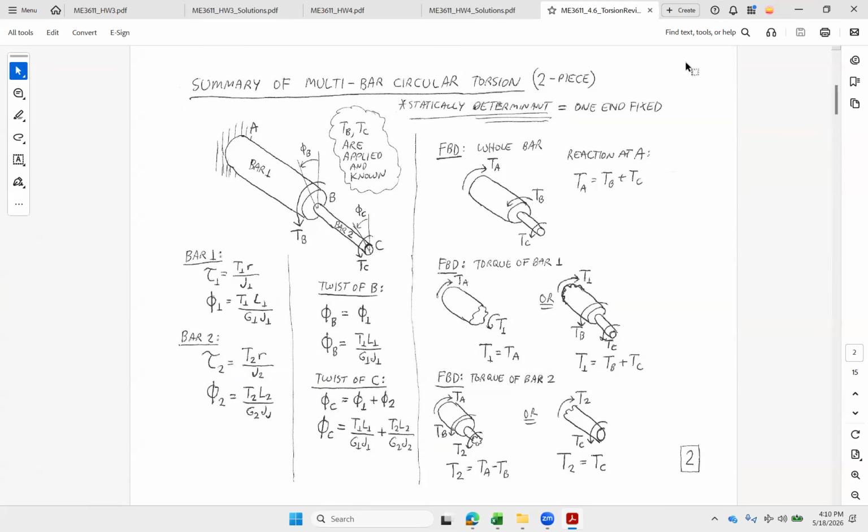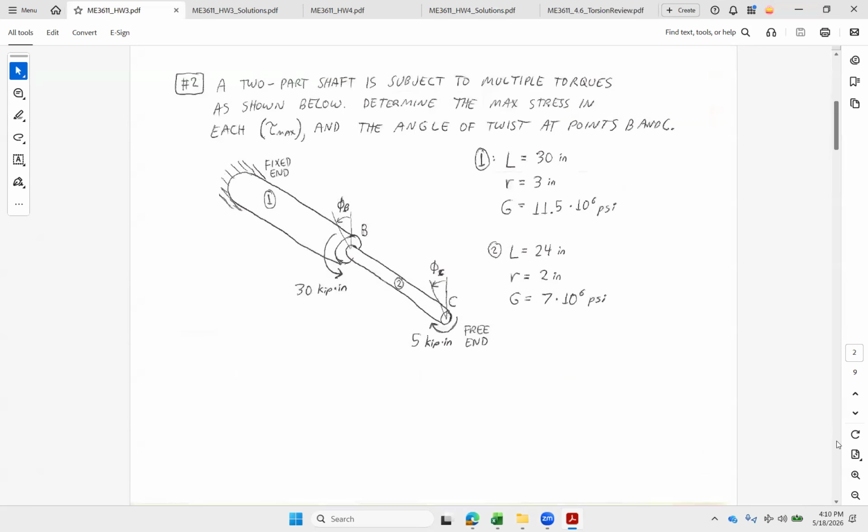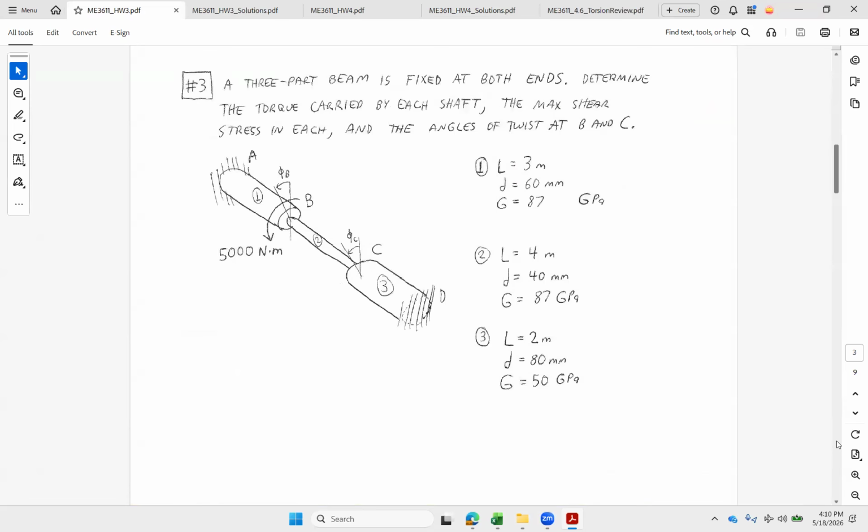Anybody have any questions about that stuff? All right, let's try a statically indeterminate problem then. Got a 3-bar linkage. We've got an applied torque right here, and then we've got fixed ends here. So if we want to look at the torque carried by each shaft, we're going to need to find out T1, T2, and T3. Max shear stress, once we get that, that's pretty easy. And then angles of twist at both of those intermediate spots. Okay. And we've got all the properties for those.